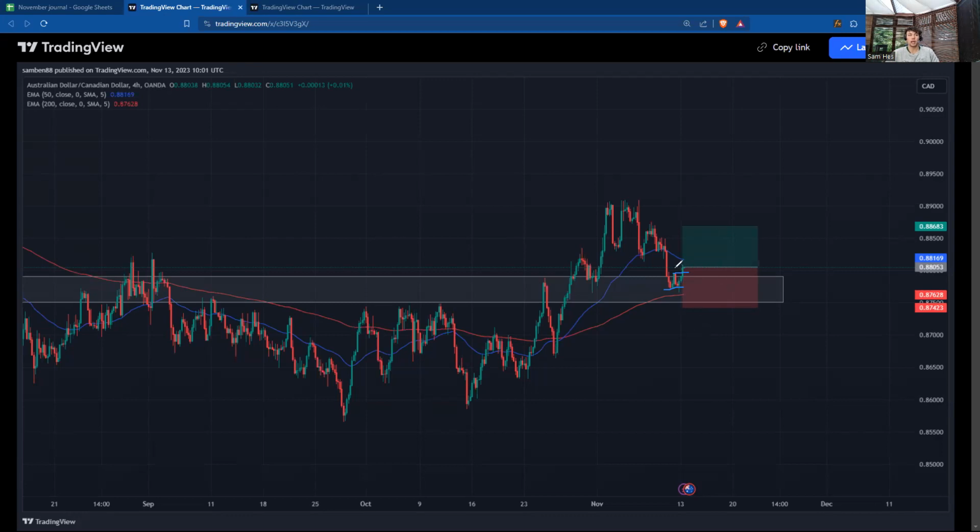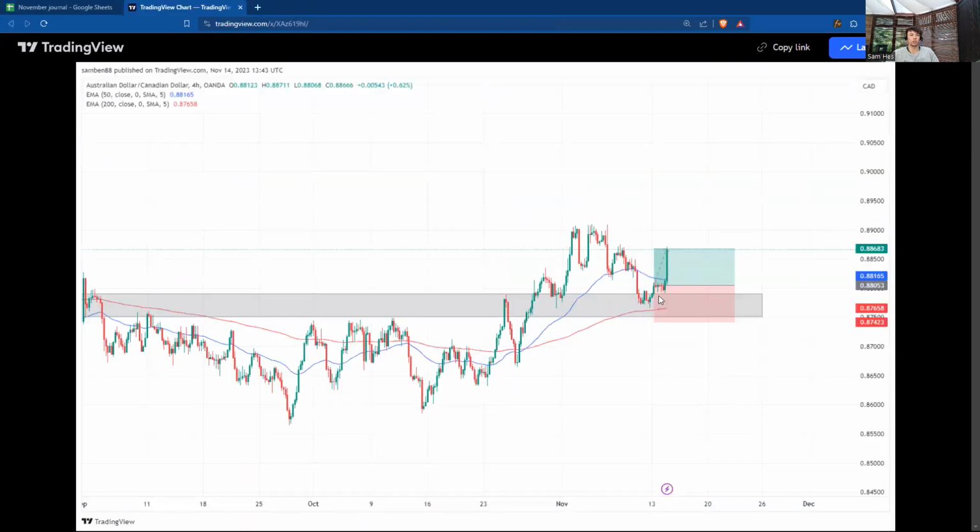And yes, when I do this, the entry for sure is slightly worse. But from my experience, you just have more chance of it playing out and doing what you wish it to do. Okay, and then we can see here on the exit screenshot, it actually went sideways for a bit and then it just went straight up.